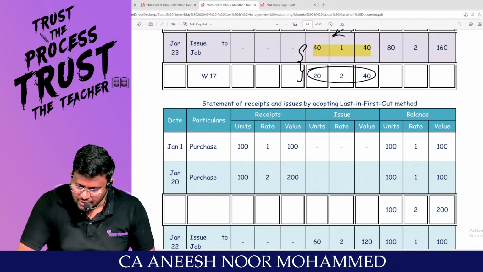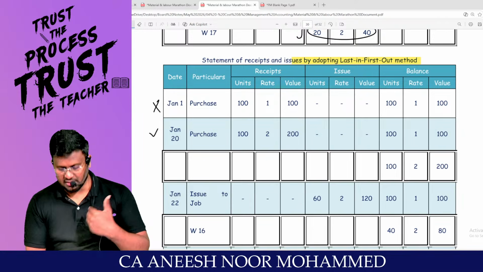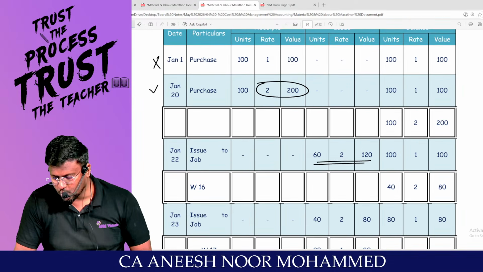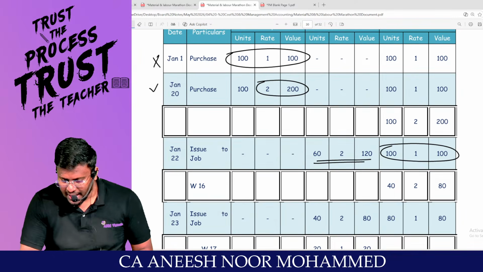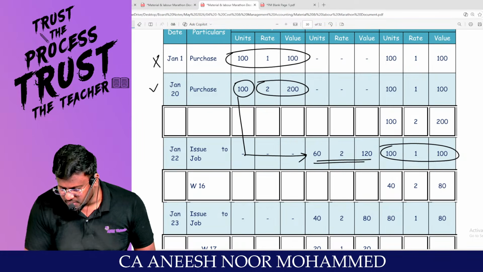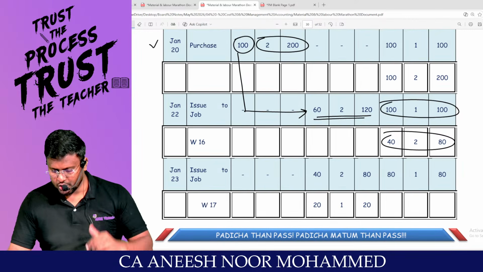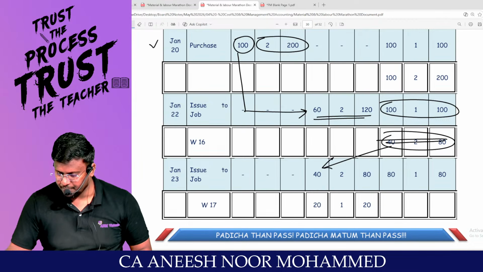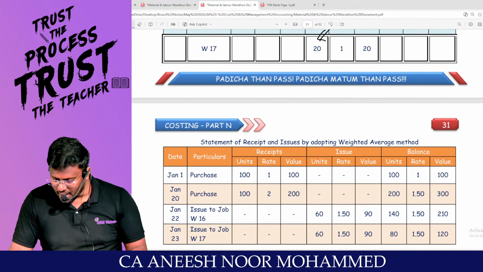Last in, first out means it won't go from the first purchases. It will go from the latest purchases. The 2 rupee lot will go first. First is 60, so your issue will be 60 into 2, 120. Then this 100 into 1 will be untouched. Out of the 100 at 2, if 60 is gone, balance 40 will be there, 40 into 2, 80 will be the balance. Now again 60 has to be issued. If it is LIFO, for that 60, this 40 will be exhausted. From the 100 at 1 rupee, 20 we will take, so the remaining 80 will be there at the rate of 1.